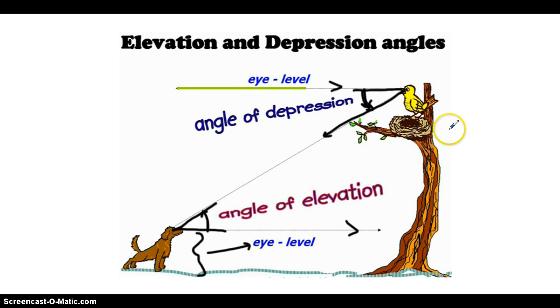Now, the angle of depression is actually congruent to the angle of elevation because the horizontal lines of sight are parallel to each other. So these are alternate interior angles. So an angle of depression is congruent to the angle of elevation.